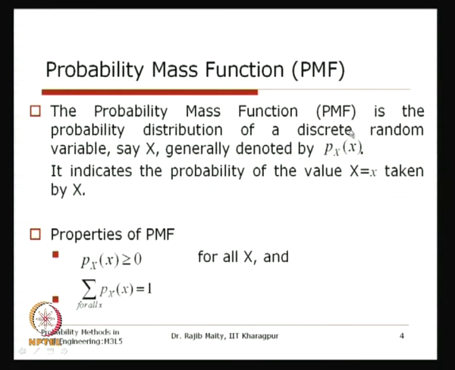So this is now a function which is denoting the probabilities for a particular value that this random variable can take. These functions, as we discussed, should follow some properties to become a valid PMF, a valid probability mass function. For each and every value that the random variable can take, the probability should be greater than or equal to 0, and this is valid for all possible values of x. Also, the summation of all these probabilities should be equal to 1.